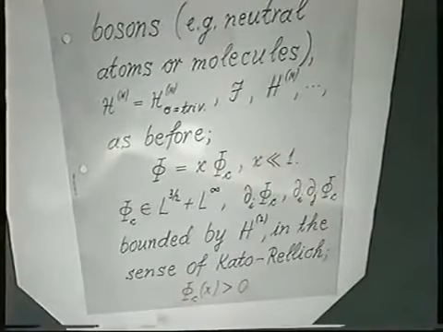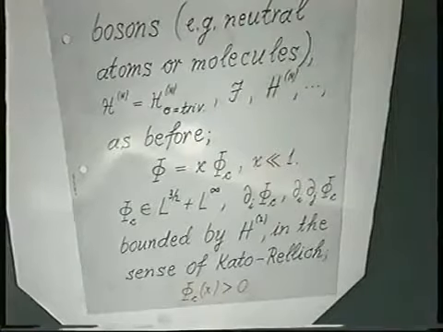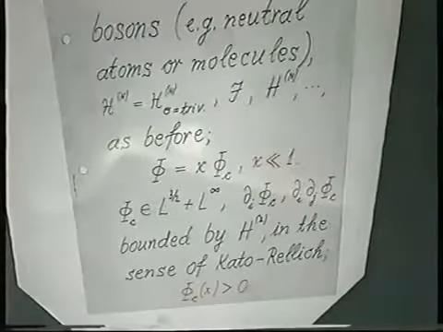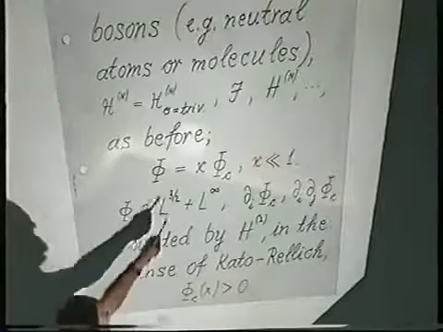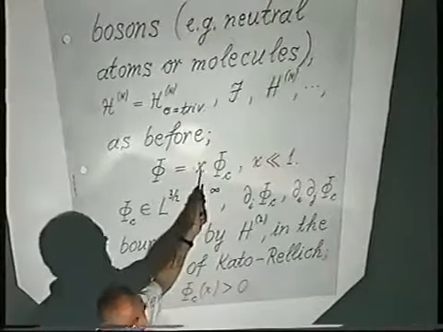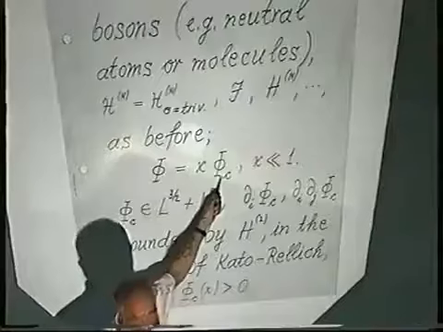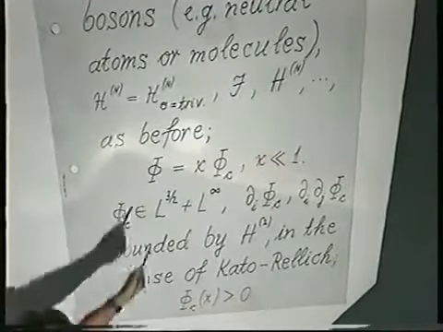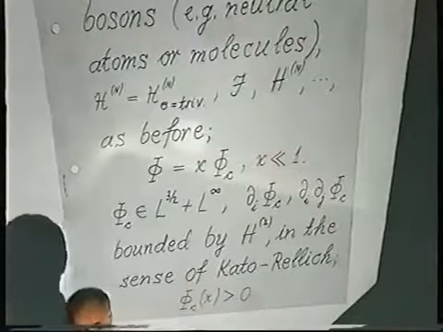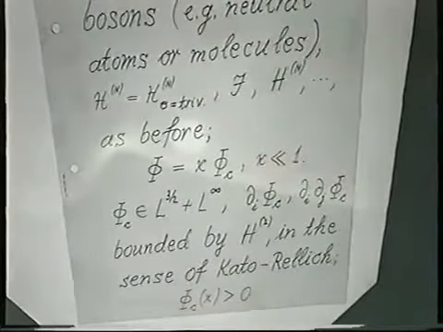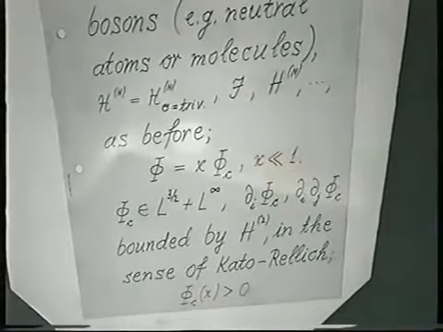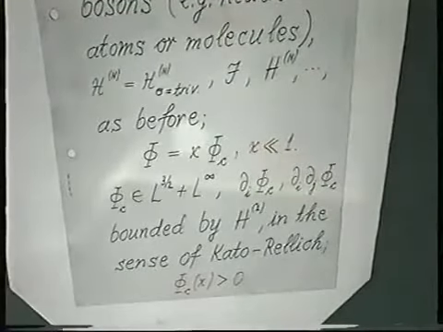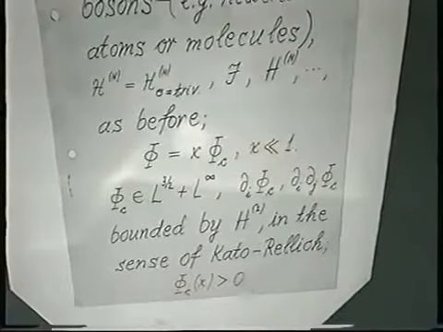So phi is the potential? Phi is the name for the two-body potential. Now, I would like to vary the strength of the two-body potential, so I write phi as kappa times phi_c. Phi_c is fixed, say 1 over r, and kappa will be varied. All right, so phi_c should be bounded, say, by the two-particle Hamiltonian in the sense of Kato and Rellich.